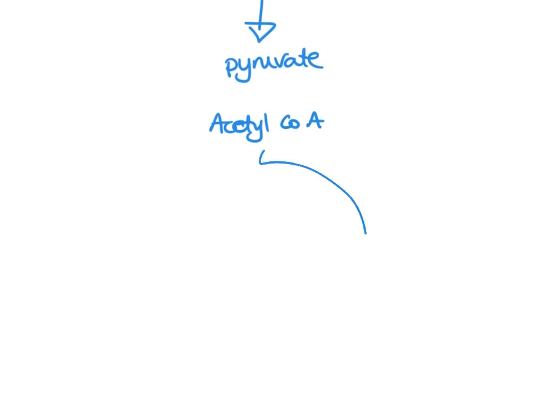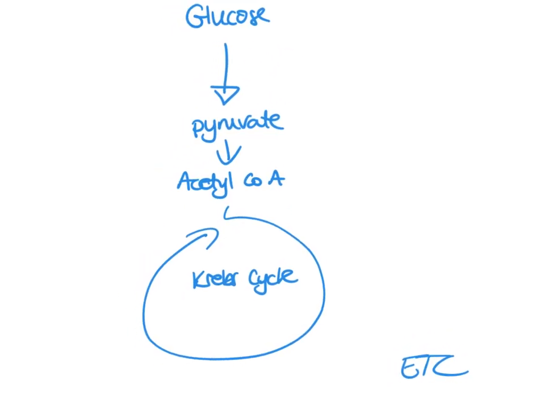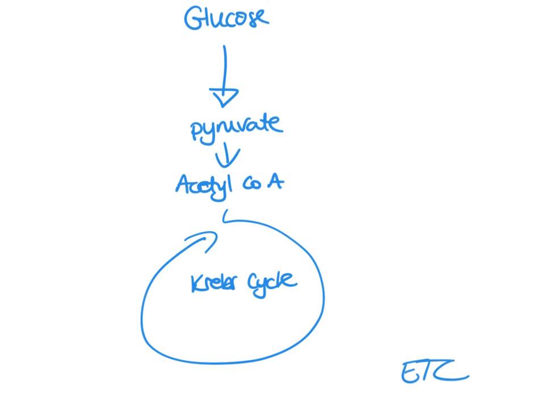So just to summarize: glucose, pyruvate, acetyl coenzyme A, and then we've got the Krebs cycle, and then obviously we've got the electron transport chain. I'll just put it at the side. Glucose has 6 carbons. Pyruvate, how many carbons? 3. Acetyl coenzyme A? 2. This will make a 6 carbon, 5 carbon, and then a 4 carbon here.